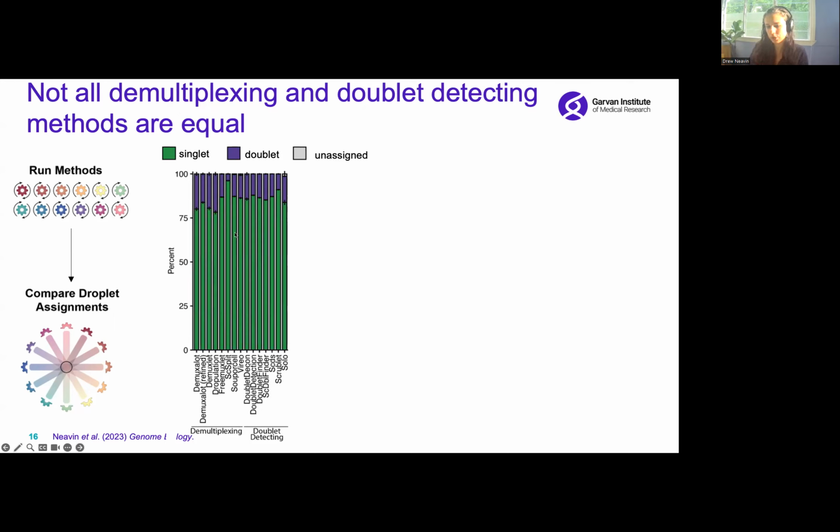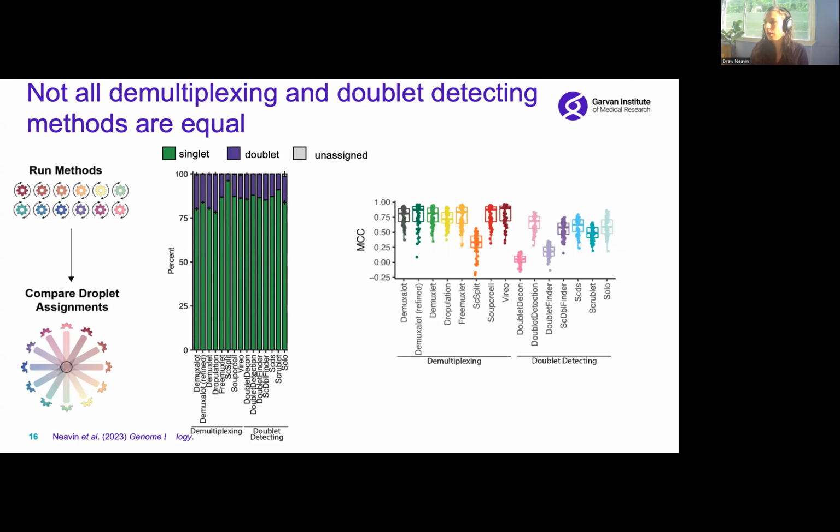And when we just consider the majority calling method as the correct assignment for that cell, we can use the MCC as a metric to measure the accuracy of these different tools. And so on average, you can see that the demultiplexing methods seem to perform better at identifying doublets from singlets compared to the doublet detecting methods. But there is some variation within each of these subgroups as well.